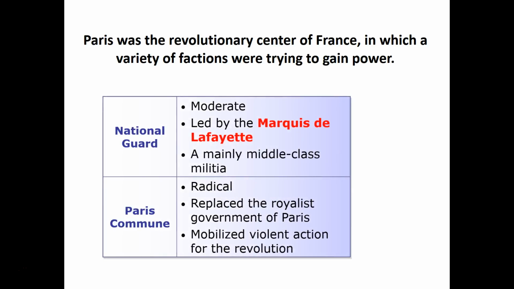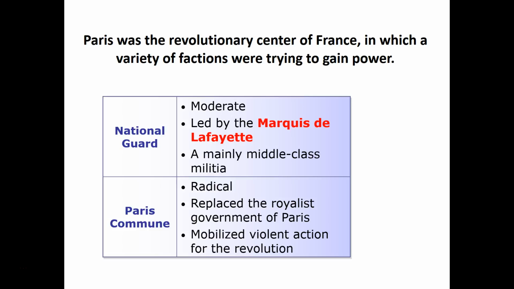Two main groups were struggling for power. The first, a more moderate group led by the General Marquis de Lafayette. Again, this is the same Lafayette that fought alongside George Washington in the American Revolution. He's described in the book as the hero of two worlds. And the National Guard, again, was primarily a middle-class militia, so they came from the bourgeoisie, and they were more moderate in their political beliefs.